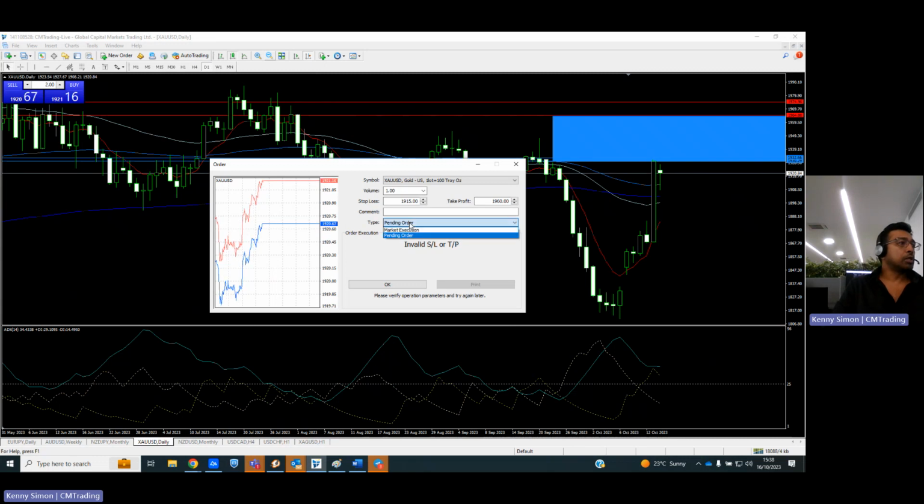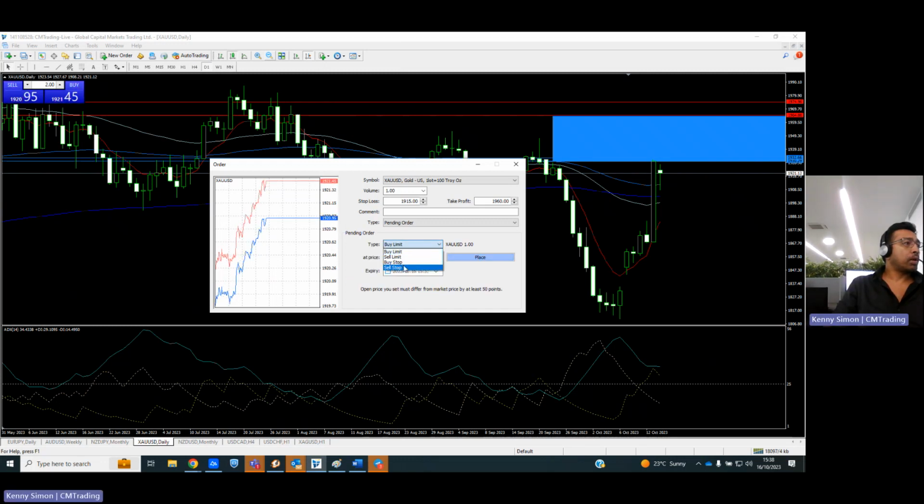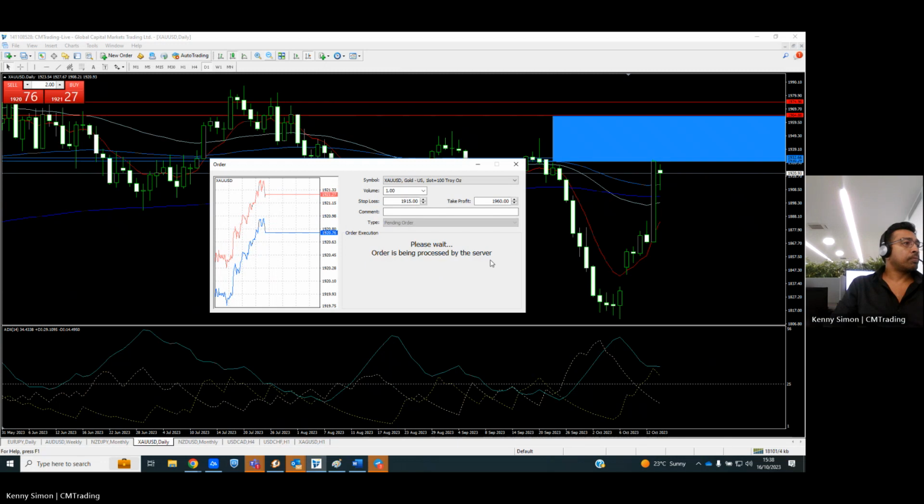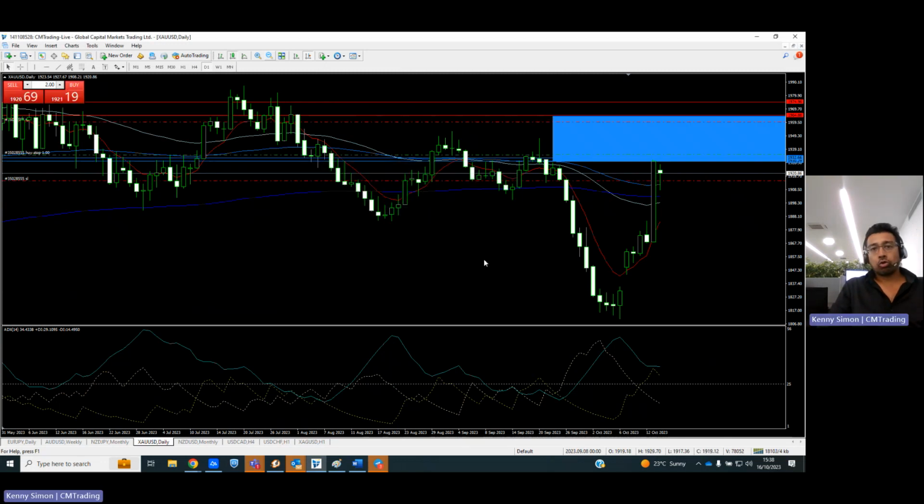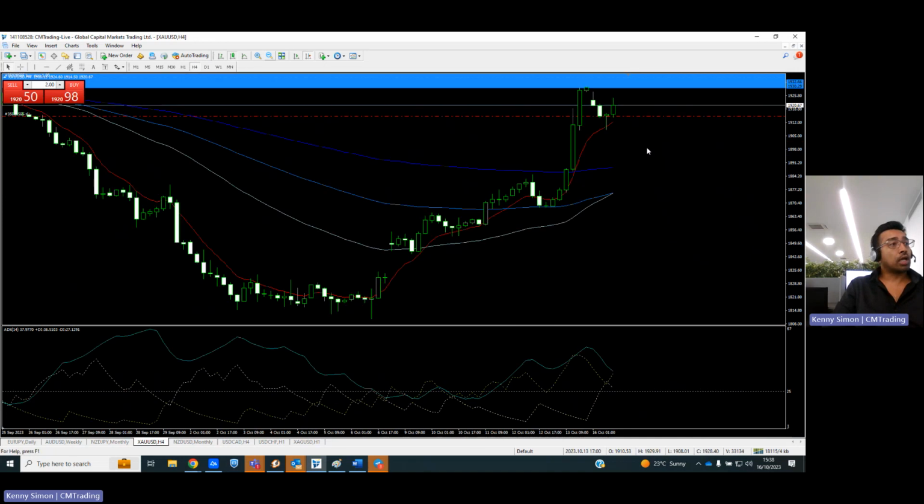So all I need to do is simply change that to buy stop instead, and that should go on. So that's basically it, which is a good sign as well. A buy stop does indicate that the price is actually moving, as you can see, towards our direction, which is a buy. So that's a good indication actually.